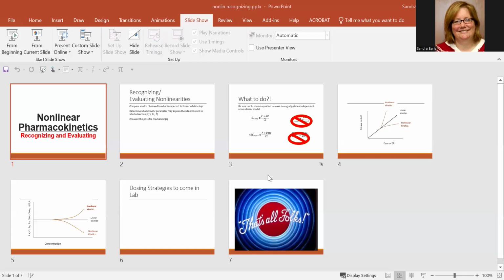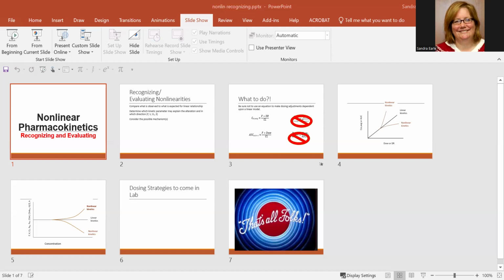Okay, we've made it to our last group of slides, and we're going to talk here about making sure you can recognize and evaluate a nonlinear pharmacokinetic situation. So what you want to do is compare what is observed to what is expected for a linear relationship.